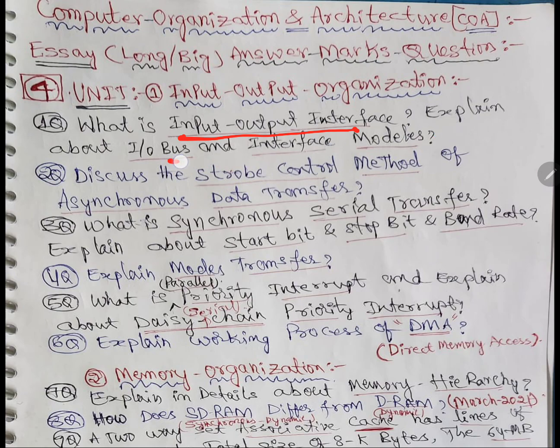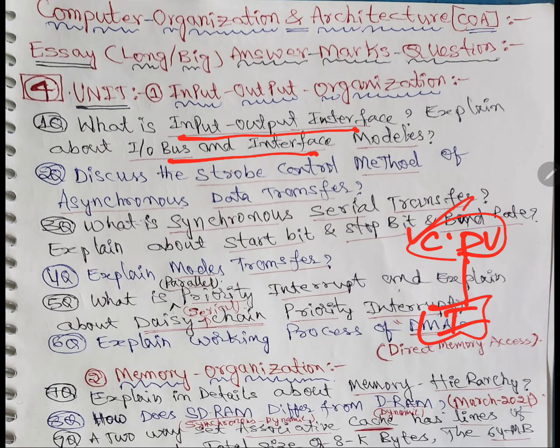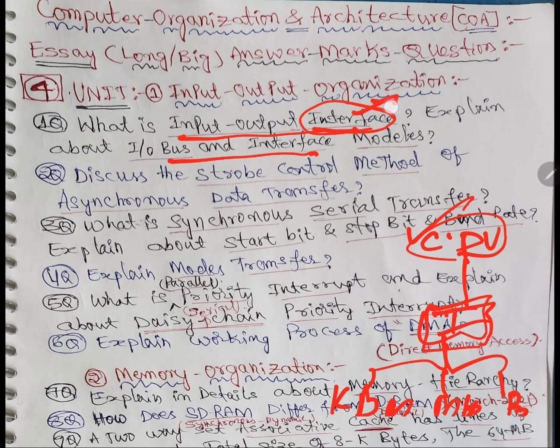Input output interface and explain about input output buses and interface. Very simple. CPU will be there and some buses will be there, and in that an interface will be there. Actually CPU is very fast compared to input output devices like keyboard, mouse, monitor, printer and pen drive. So here the interface is a mediator, right? In our mother tongue we say madhyavarti, mediator.